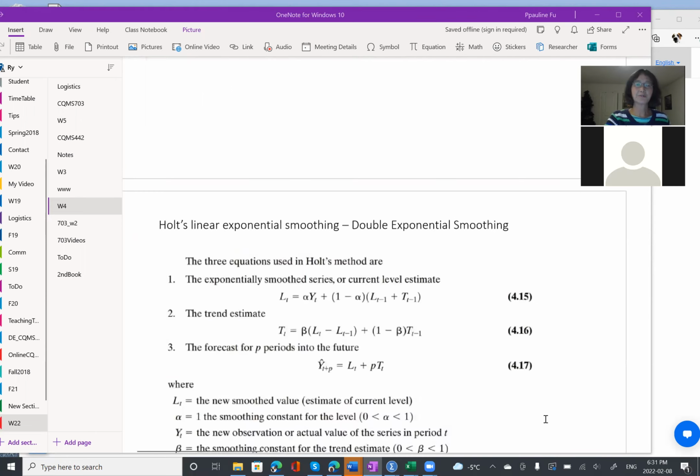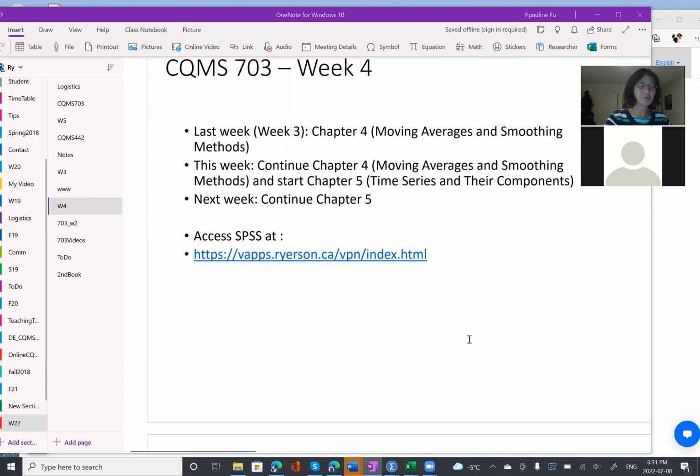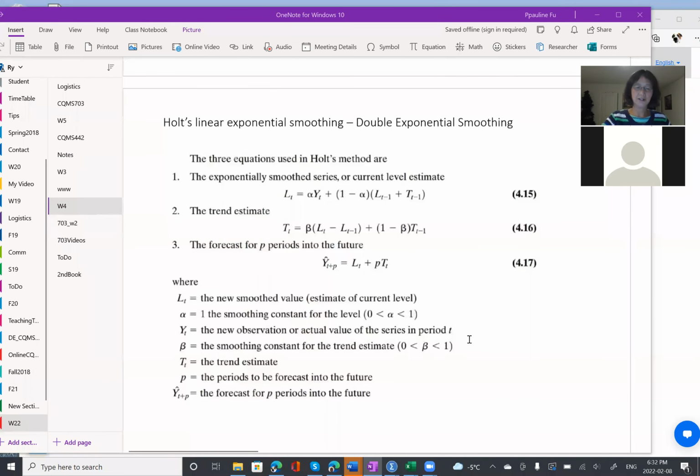So last class, we did moving average, simple moving average, double moving average, simple exponential smoothing. Okay, so today we are going to introduce a new method. This new method is actually double exponential smoothing. It has another name, Holt linear exponential smoothing. They are the same method, different name. Okay, so this method will focus on the level and the trend.